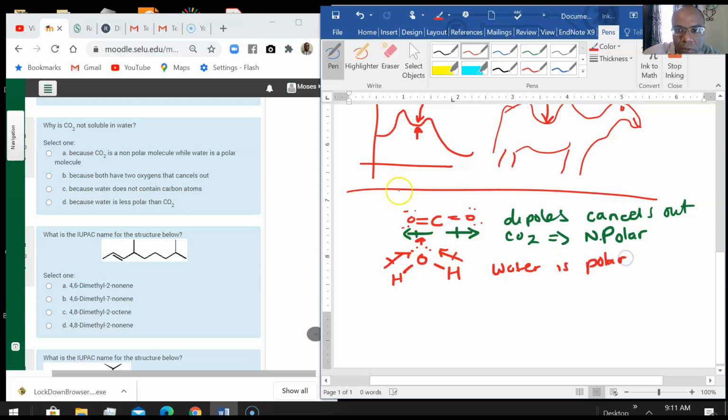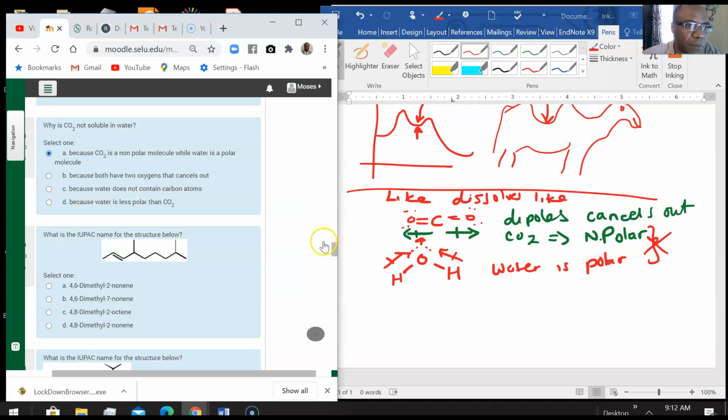But there's a rule that we said: like dissolves like. Are these alike? Nope, they are not alike. They are not the same. One is polar, one is nonpolar. So that's why CO2 does not dissolve. So you say because CO2 is a nonpolar molecule, water is a polar molecule. That's the answer. What's the IUPAC name of the structure below?